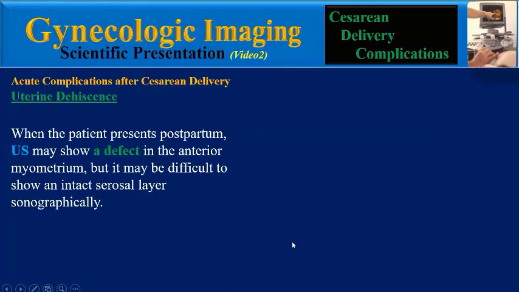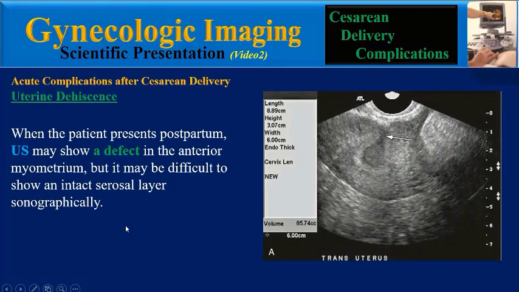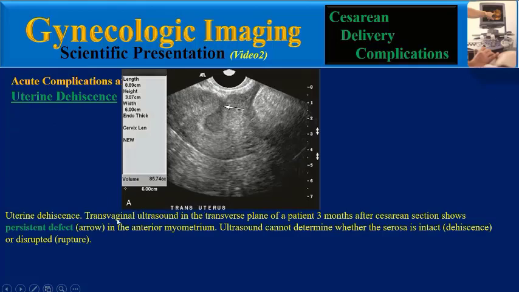When the patient presents postpartum, ultrasound may show a defect in the anterior myometrium, but it may be difficult to show an intact serosal layer sonographically. This is an example of uterine dehiscence. This transvaginal ultrasound in the transverse plane of a patient 3 months after cesarean section shows a persistent defect in the anterior myometrium. Ultrasound cannot determine whether the serosa is intact or ruptured.